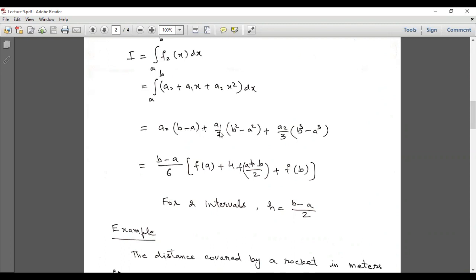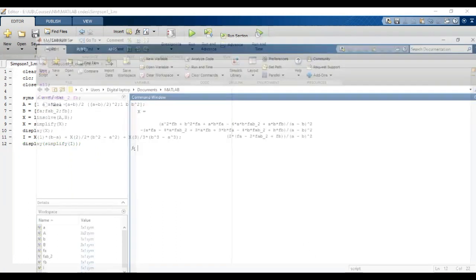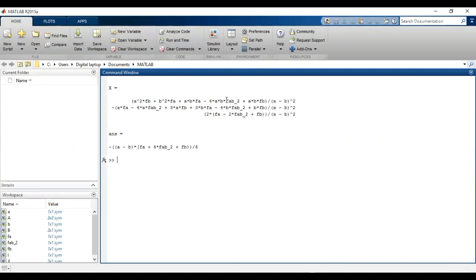Again, this simplification will not be too easy if we do this by hand on a notebook. So we can again use the help of MATLAB, and the evaluated values of a naught, a1, and a2 will be substituted in this expression, and then MATLAB will give us the final answer. So let's run this code again, and now you have seen that these are the three unknowns, and this is the integration answer. So this integration answer is equal to b minus a divided by 6 into f of a plus 4 f of a plus b over 2 plus f of b.